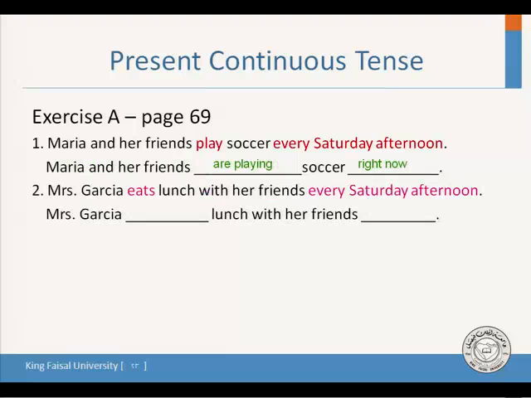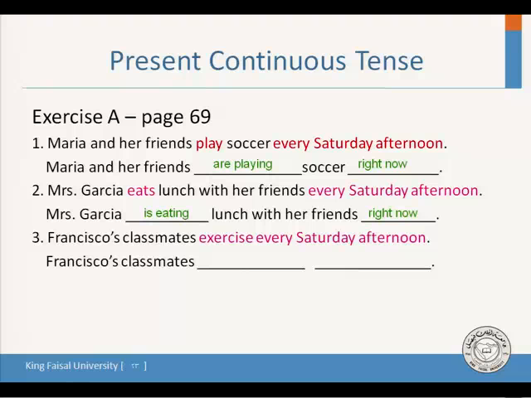Number 2. Try to do number 2 now. Think about it. Mrs. Garcia eats lunch with her friends every Saturday afternoon. So what is happening now? Mrs. Garcia is eating lunch with her friends when? Now, right now. Is eating right now. Eats every Saturday.